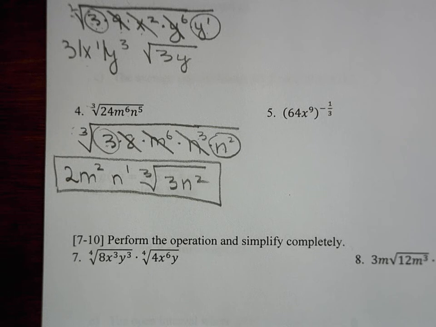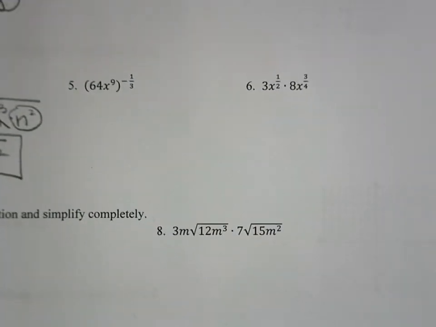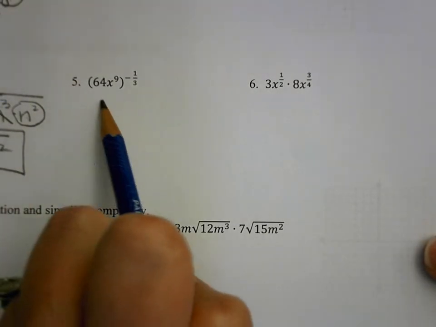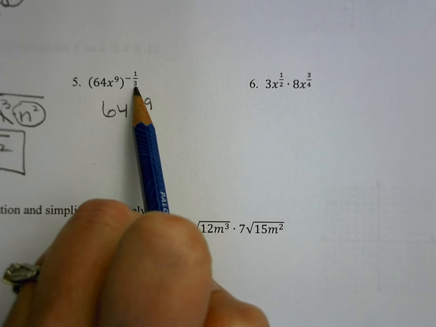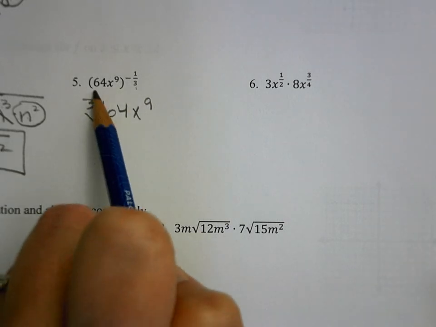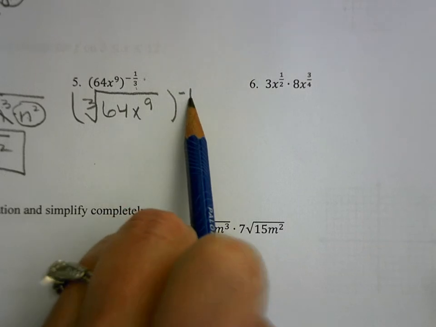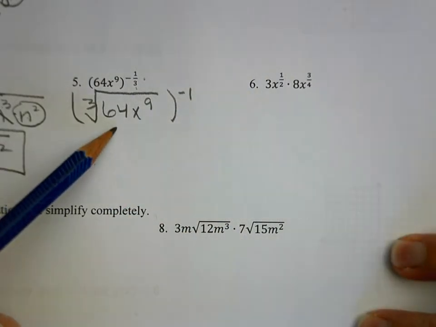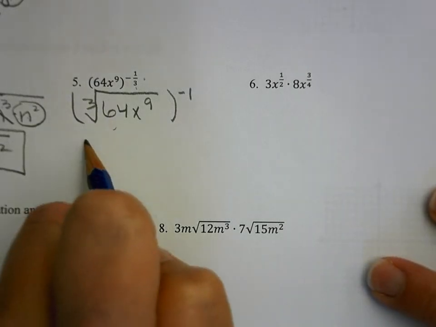Okay. And then let's take a look at number 5. For number 5, I'm going to rewrite this as a radical. Let me just start with my bases. I have a root of 3 and a power of -1. So the cube root of 64 is 4, right? Because 4 times 4 times 4 is 64.